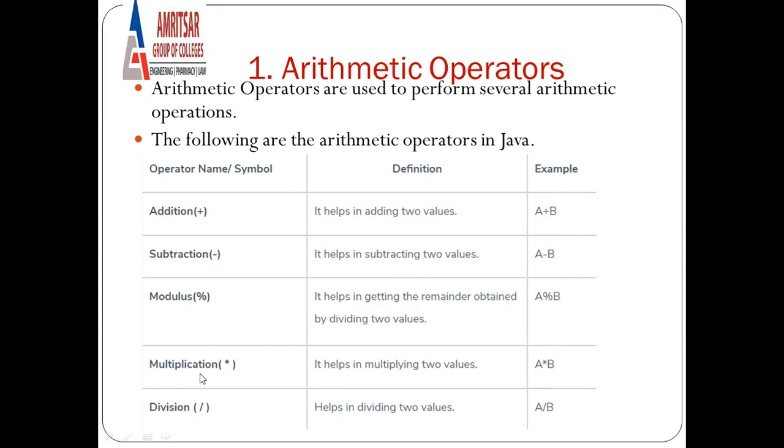Then multiplication, and its symbol is star. It helps in multiplying two values, A star B. So the values of A and B will be multiplied. And for division we use the forward slash. It helps in dividing two values. Here the quotient will be returned. For example, similarly, A is 9 and B is 2, then the result will be 4 because our quotient is 4.